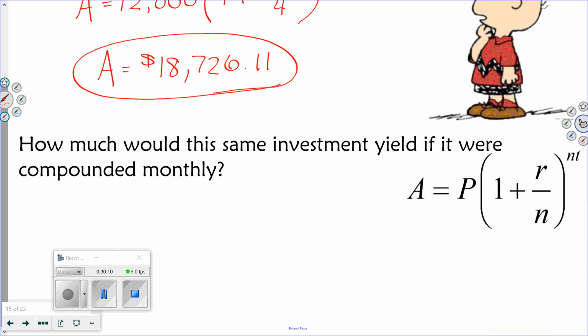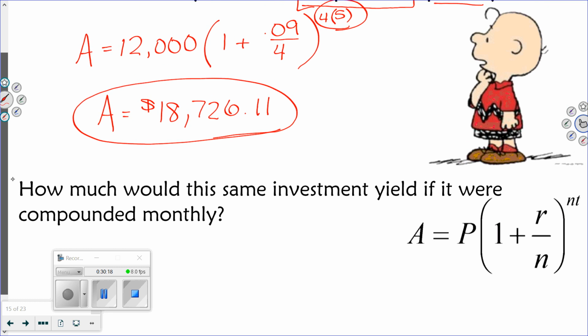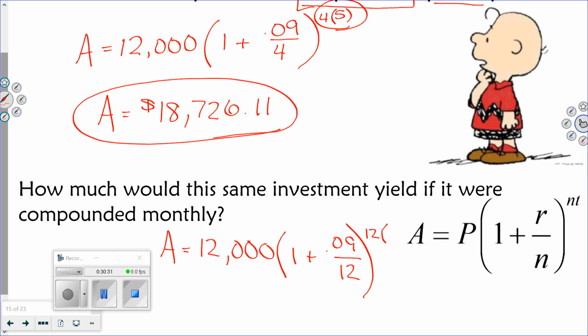All right, so how much would this same investment yield if it were compounded monthly instead? So if it's monthly, what's the only thing that changes? Good. Yep. That n value, so 1 plus 0.09 over 12, and then 12 times 5. So remember that n is in 2 spots in that formula.